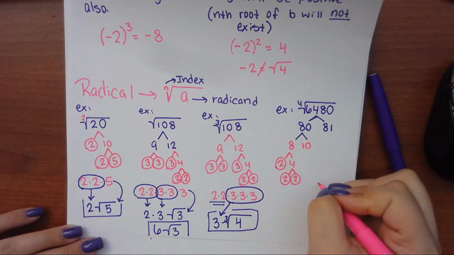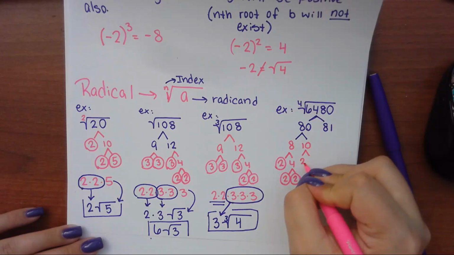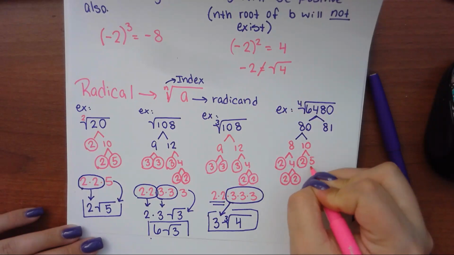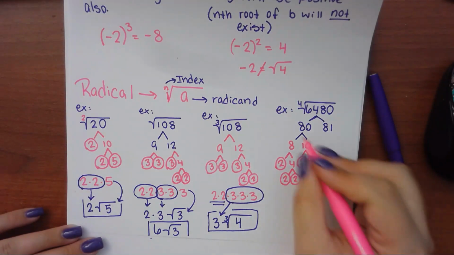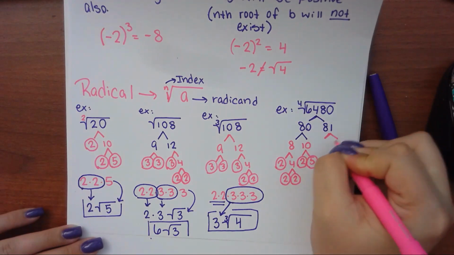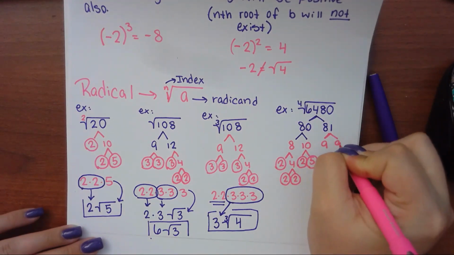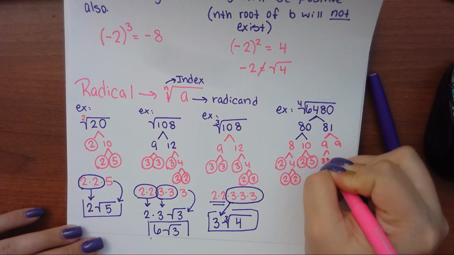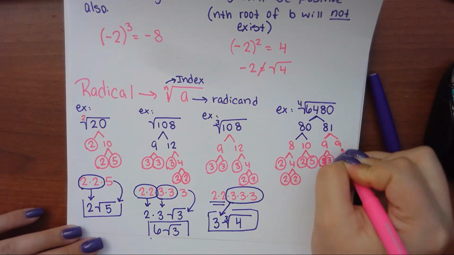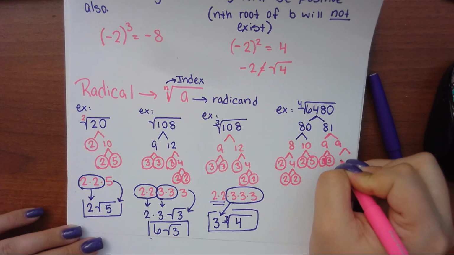Then we have to break down 10. 10 breaks down to 2 times 5. 2 is a prime number, 5 is a prime number. So that's 80. So let's break down 81. That's 9 times 9. And then 9 is 3 times 3, both prime numbers, running out of room. And the other 9 is also 3 times 3.